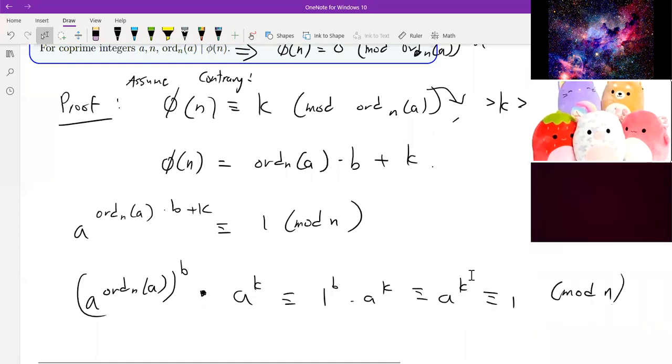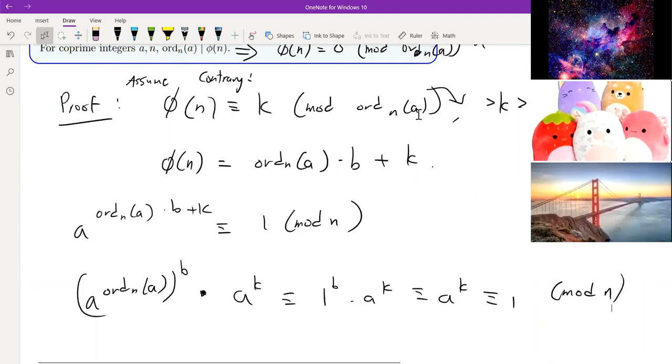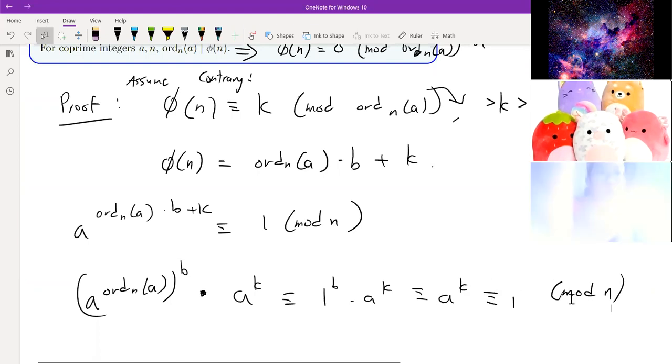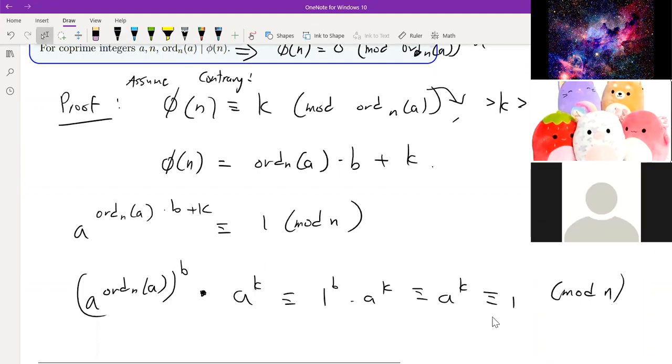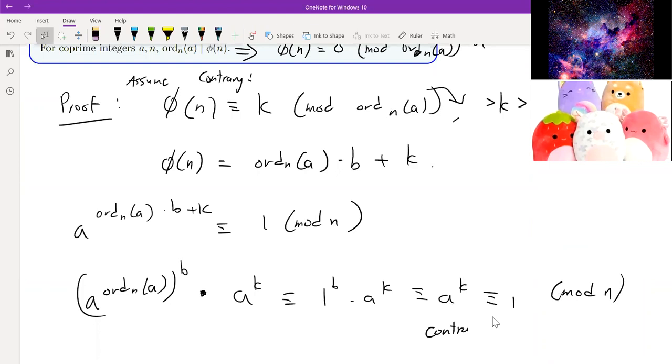So because there exists this k where a to the power of k is congruent to 1 mod n, this defies the definition of what order is. Remember, order is the smallest integer where this expression is true. But we just showed that there is a number k smaller than the order where this is true. And thus, that is a contradiction of the definition of order. So that's a contradiction because this is not possible. There should not be a k that can do this. And so thus, we can prove that this is true.